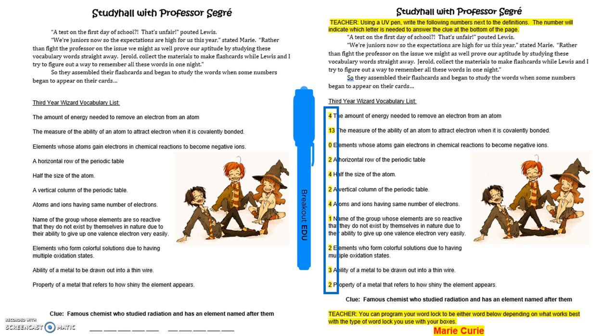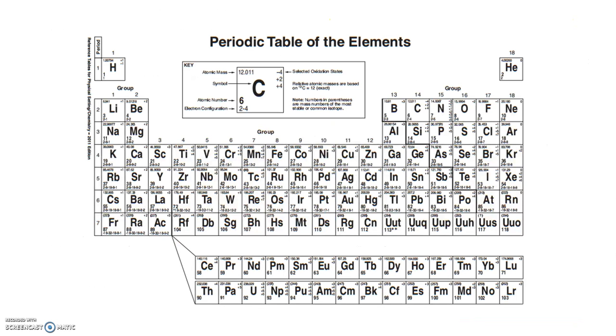Both of those are 5 letters long, so you're welcome to use either the word Marie or the word Curie, and again, you could change them from one class to the next so that they cannot pass on the answer. And that will give you 5 letters for the 5-space word lock.